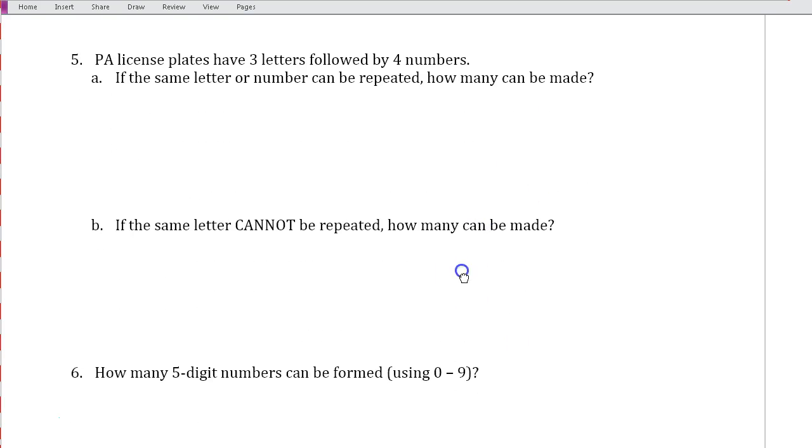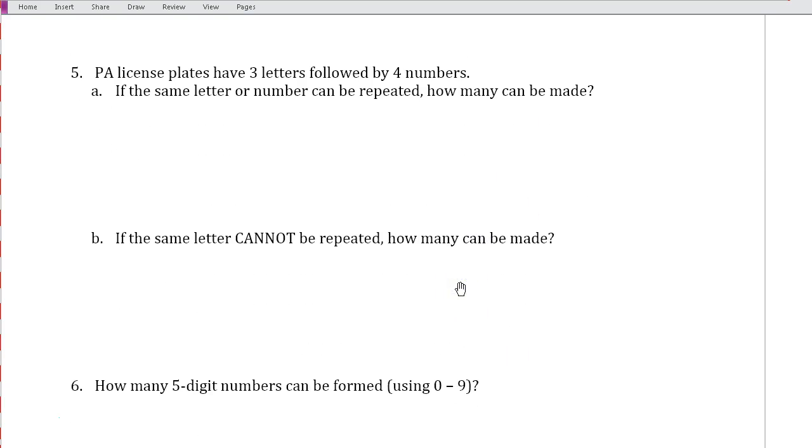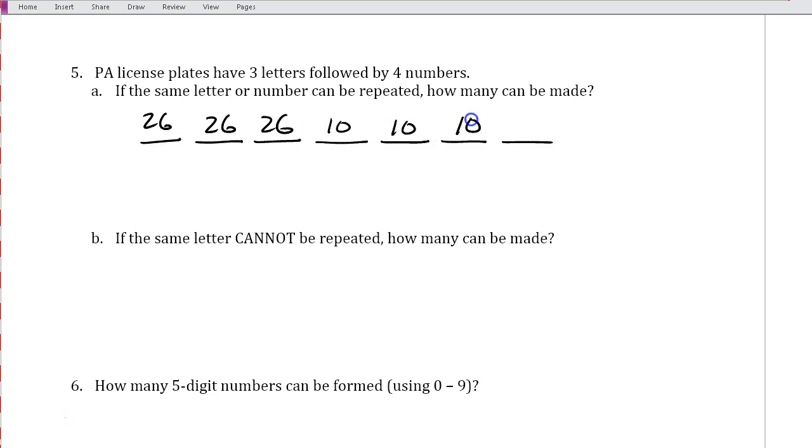Alright, number 5. Pennsylvania license plates have 3 letters followed by 4 numbers. If the same letter or number can be repeated, how many can be made? So 3 letters, so that's going to be 3 spots where we have 26 choices for each, since we can repeat them, and then 4 numbers for the next spots, and there can be a possibility of 10 different numbers for each of those.